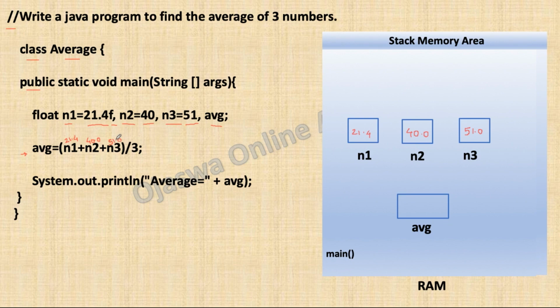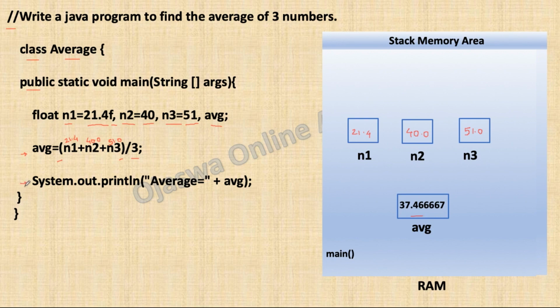The order of operation is the same as we do in mathematics. Brackets are solved first. So the addition of n1 plus n2 plus n3 is done and it is divided by 3. The answer you get is 37.466667 and it is stored in the memory space reserved for variable avg over here.